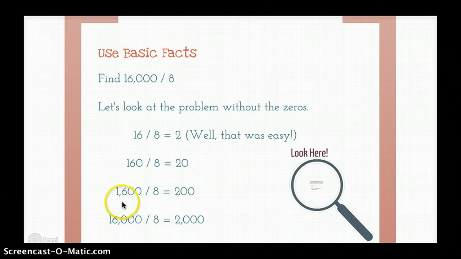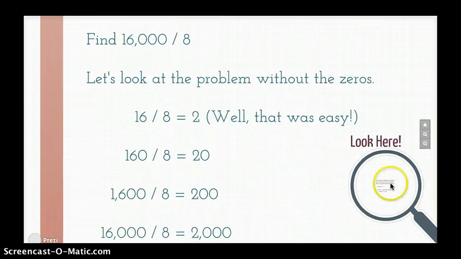So same thing with 1,600 divided by 8. We can ignore those 2 zeros really quick and look at that basic fact, 16 divided by 8, and those 2 zeros go on the end, 200. And same thing with 16,000 divided by 8. 16 divided by 8 we know is 2, and there were 3 zeros, so it's 2,000. So let's look here really quick.